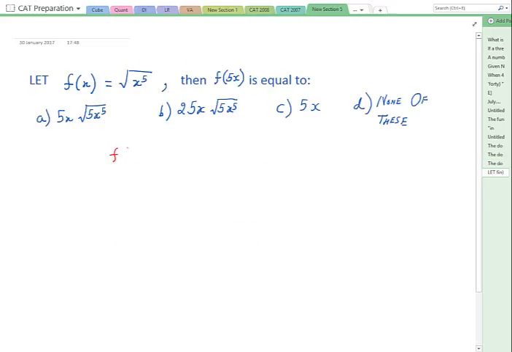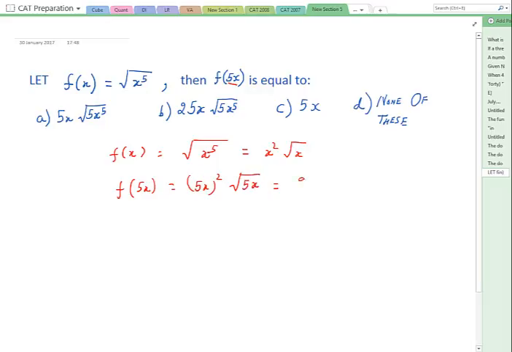In this question, f of x is equal to under root of x to the power 5. Now you can simplify it over here as well. So you can write it as x square under root x, because x square will be x to the power 4 when it goes within the root. And then you just need to substitute x by 5x, because we have been asked to find out what f of 5x will be. So f of 5x will be, just replace x by 5x everywhere. So x square will be replaced by 5x square, and root x will be replaced by root of 5x.